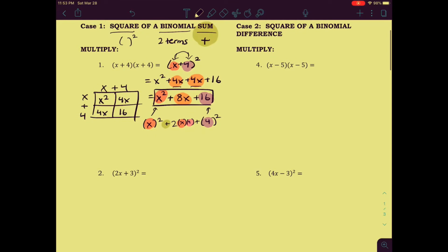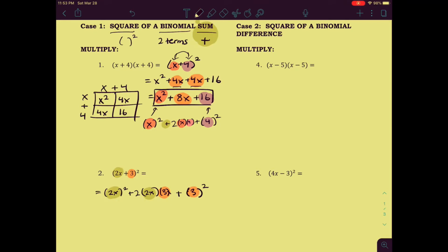So if you look at number 2, we're going to follow a similar structure. Right here we have 2x plus 3 quantity squared. So I know that my first term will be 2x squared, right? And again, this 2x from here. I know that I'm going to have plus 2 times the first term of the binomial times the second term of the binomial. And again, this 2x comes from there. This 3 comes from this 3 here. And then lastly, I know that I'm going to take the last term and I'm going to square it, right?